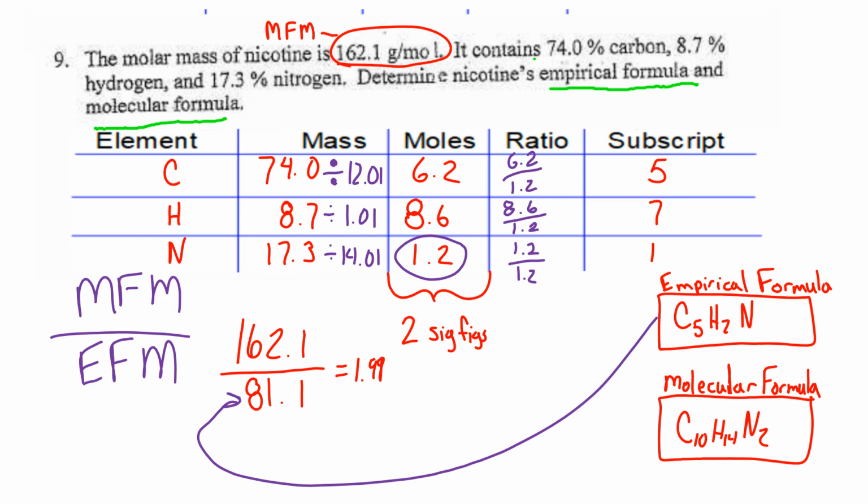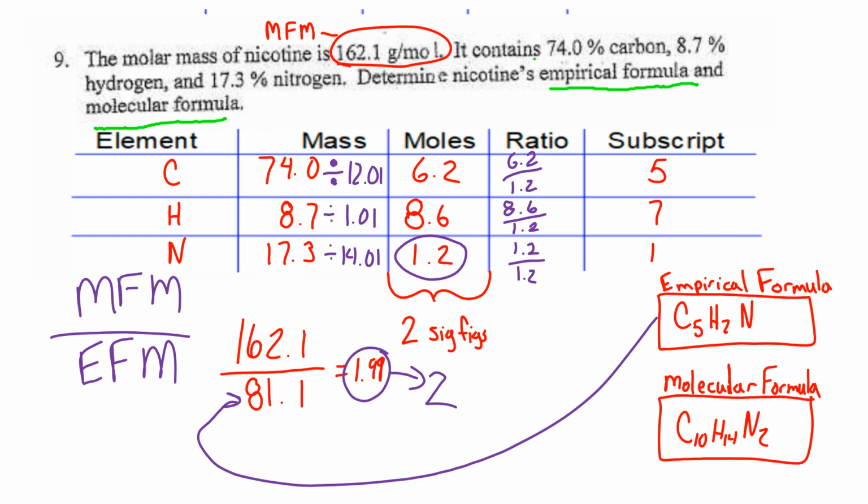And then my molecular formula mass was given in the problem, so 162.1 divided by 81.1, and I get 1.99. Now remember, I'm looking for a whole number, so that 1.99 is close enough to 2 that I can just say that it's 2.